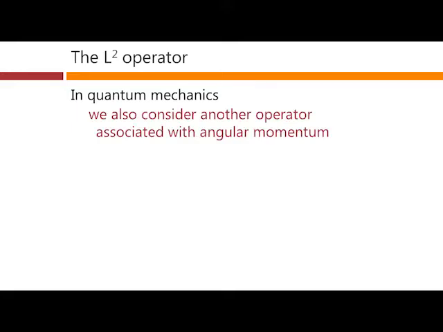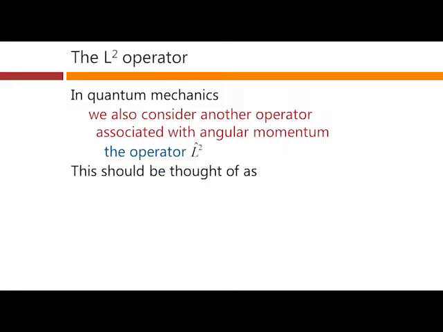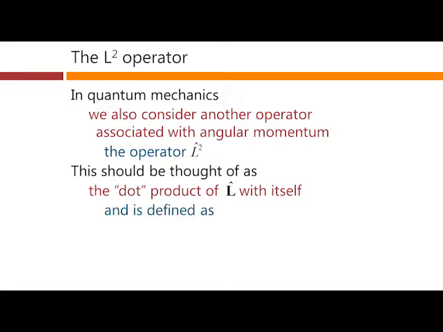In quantum mechanics, we can also consider another operator associated with angular momentum. This is the operator L squared. This should be thought of as the vector dot product, as it were, of the angular momentum operator L with itself. And we can define it as Lx squared plus Ly squared plus Lz squared, where, of course, Lx squared just means Lx operating after Lx, and similarly for Ly squared and Lz squared.